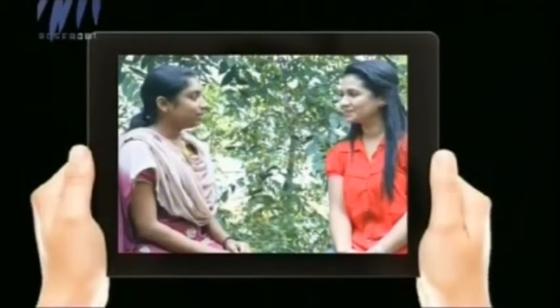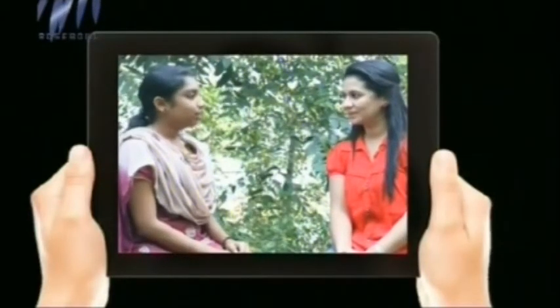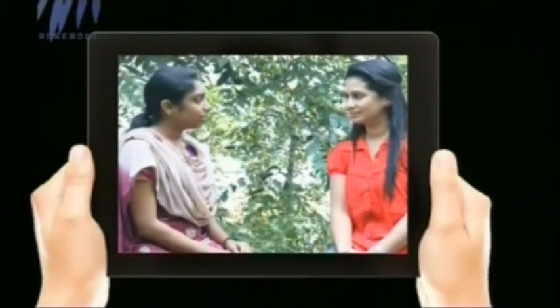Hi ma'am, I'm Chitra Arvind. I'm doing my second MBBS. I have a simple doubt. What are the different types of diabetes?